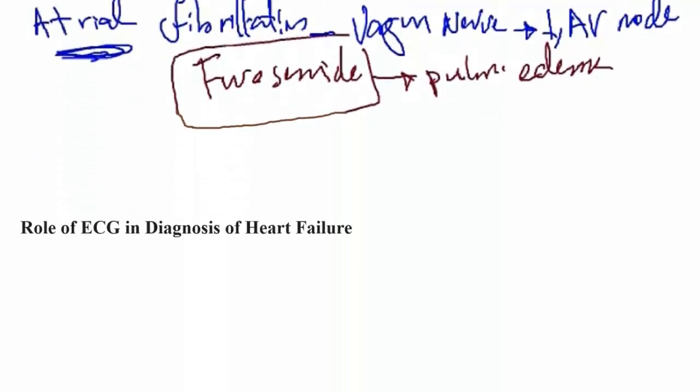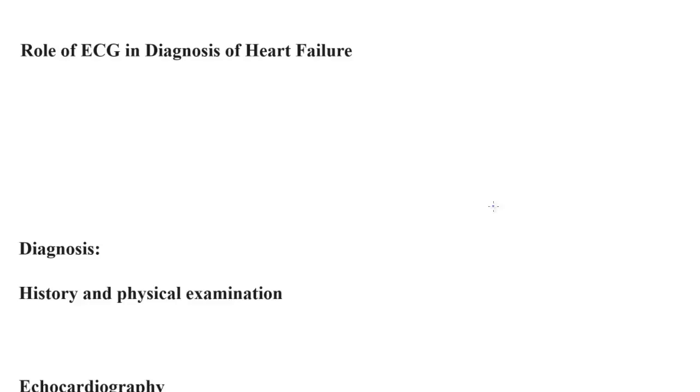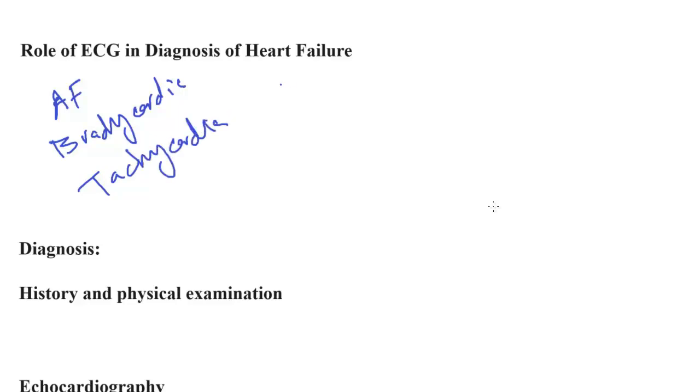Next, I would like to discuss the role of EKG in diagnosis of heart failure. EKG is not very specific in diagnosis of heart failure. As a matter of fact, in patients with preserved ejection fraction, EKG could be normal. And in patients with reduced ejection fraction where EKG is abnormal, the findings will be all over the place. For instance, in these patients, you can have atrial fibrillation, bradycardia, or tachycardia. There could be broadening of the QRS interval, myocardial ischemia, first-degree heart block, and so on. Like I said, while EKG findings could be abnormal, they're not very specific for diagnosis of congestive heart failure.